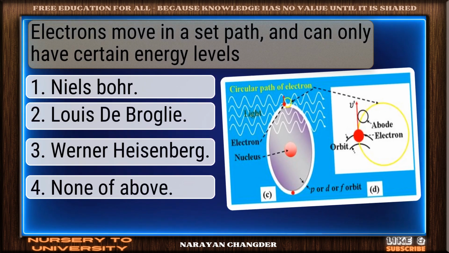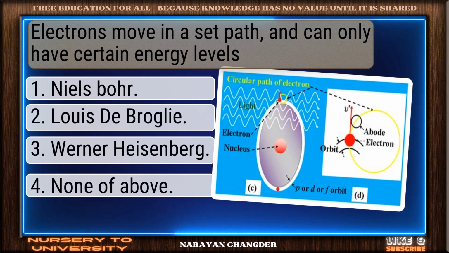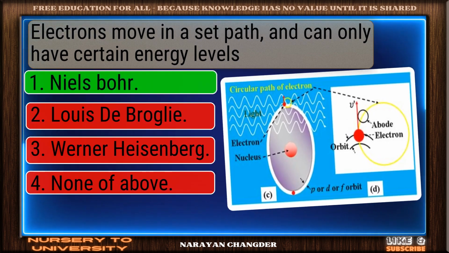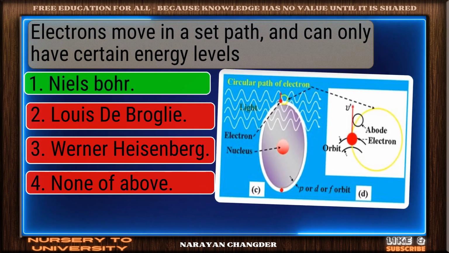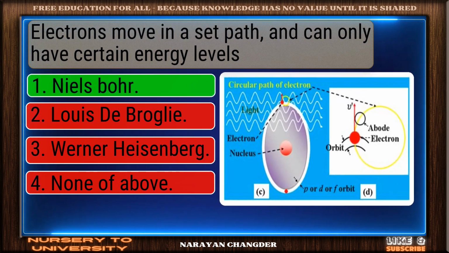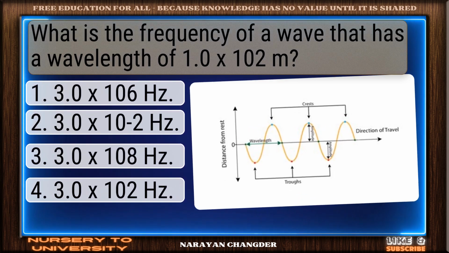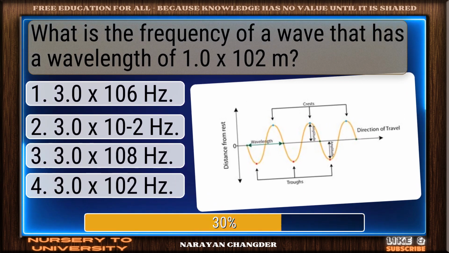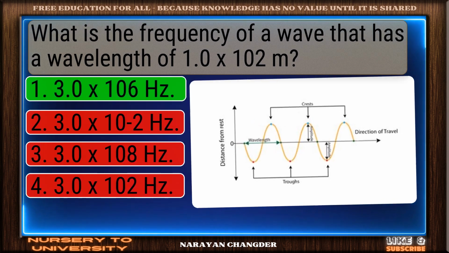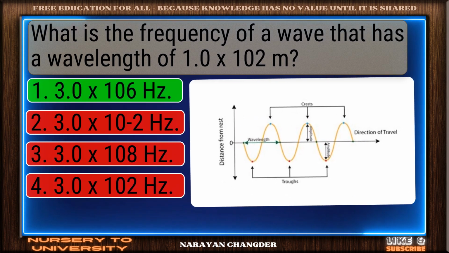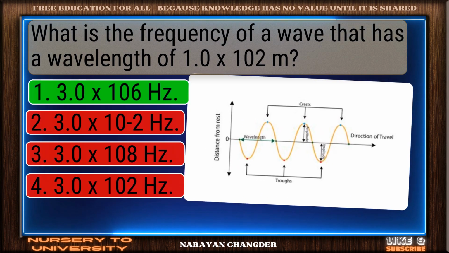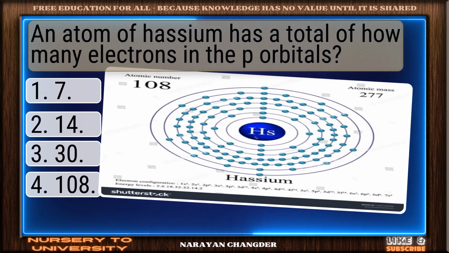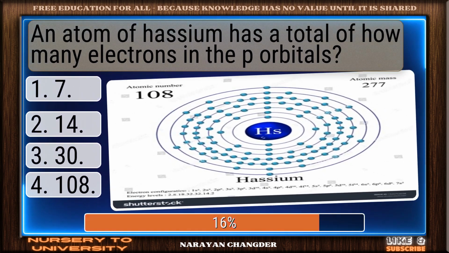Electrons move in a set path and can only have certain energy levels. Smart move. Niels Bohr is an accurate answer. What is the frequency of a wave that has a wavelength of 1.12 x 10^-9 m? Strong choice. 3 x 10^16 is the right answer. An atom of hassium has a total of how many electrons in the p orbitals?